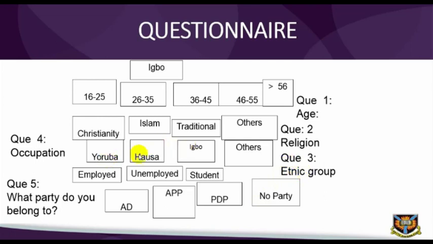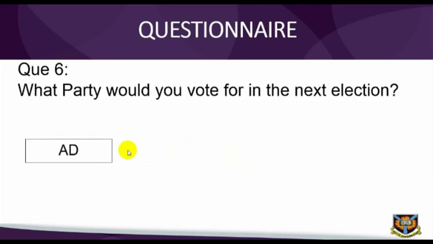Yoruba, Hausa, Igbo, others. Question 4. Occupation: employed, unemployed, students. Question 5. What party do you belong to? AD, APP, PDP, no party. Question 6. What party would you vote for in the next election? AD, APP, PDP, no idea.